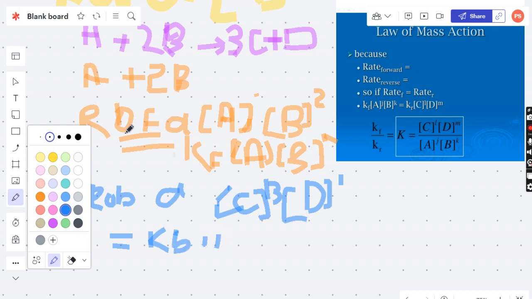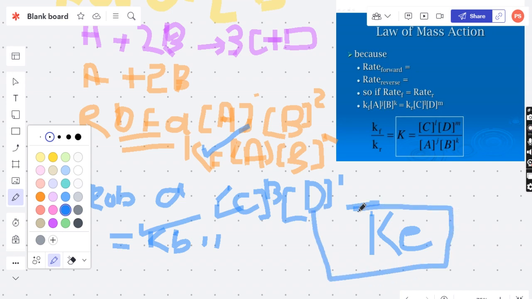Everything is the same. The rate of the forward reaction and the rate of the backward reaction give the equilibrium constant. This is the constant of the forward reaction, this is of the backward reaction, and together they are known as Ke, the equilibrium constant of the chemical equation we have written. Ke is basically the ratio of the forward reaction to the backward reaction.